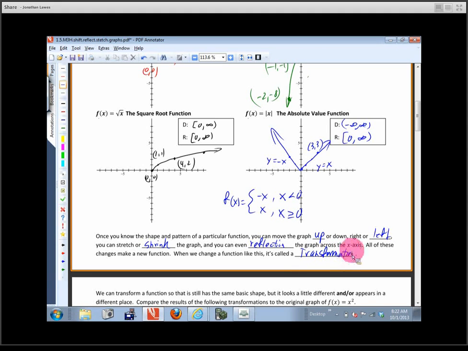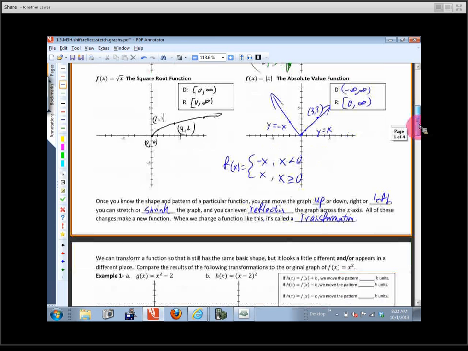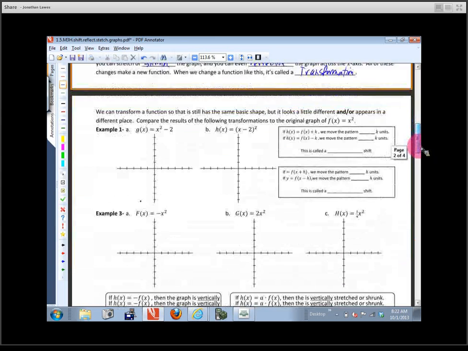So if somebody says, hey, we're going to do a transformation of a function, it's nothing scary. All we're going to do is take one of those basic shapes and stretch it, shrink it, move it left, right, up, down, or something like that. I'm hoping this is stuff that most of you have seen before, because what we're going to do here is take the basic shape of x squared, the squaring function, that basic old parabola, and we're going to do this with it.